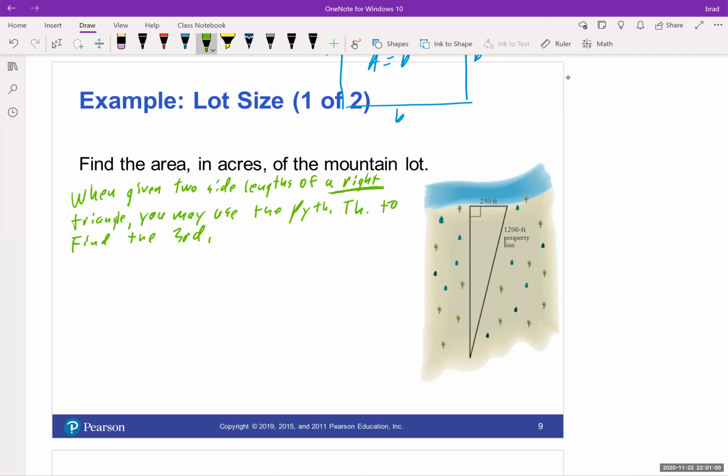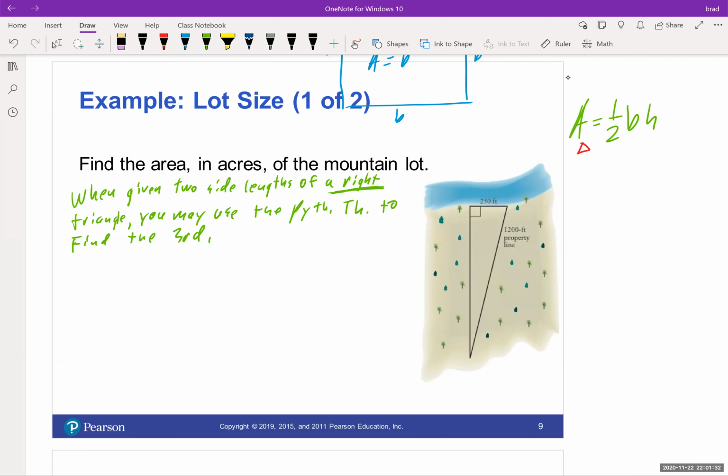It says find the area in acres of the mountain lot. Well, you guys know that the area formula is equal to 1/2 base times height, and this is the area for a triangle. So the area of a triangle can be found by doing 1/2 base times height. So we know the base, that's right here, along the river, but we do not know the height. This is not the height, that is the hypotenuse. We actually need this guy right here. We need this length right there.